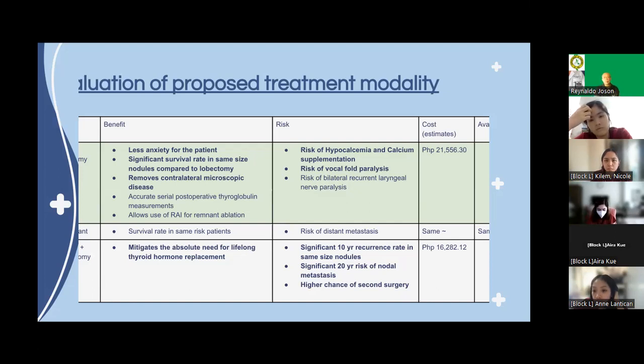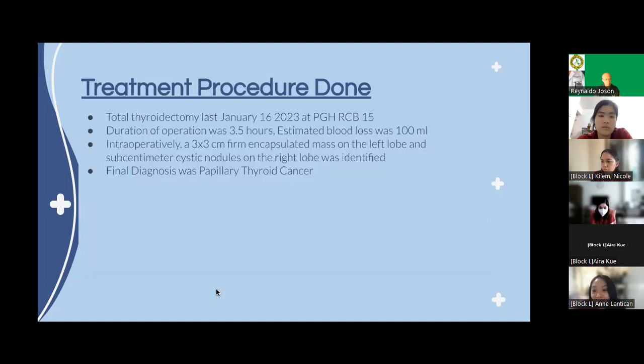So for this po, we choose total thyroidectomy since number one po, since it provides, since yun na rin po talaga yung gusto ni patient po talaga. Yun po. Thank you. Next slide po.